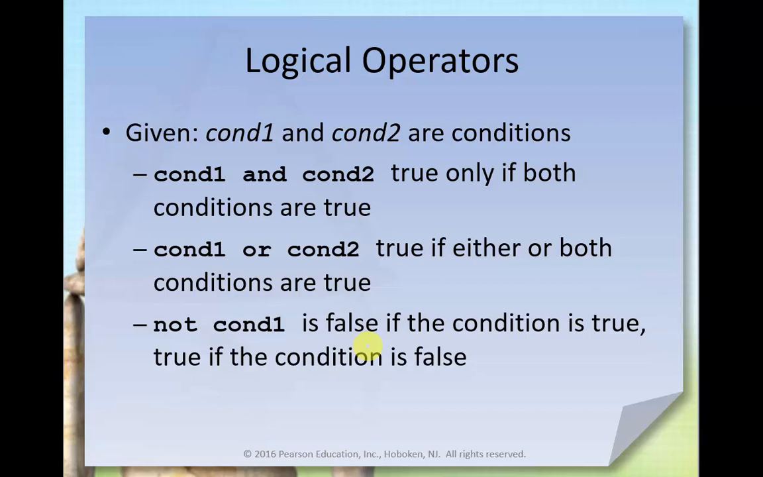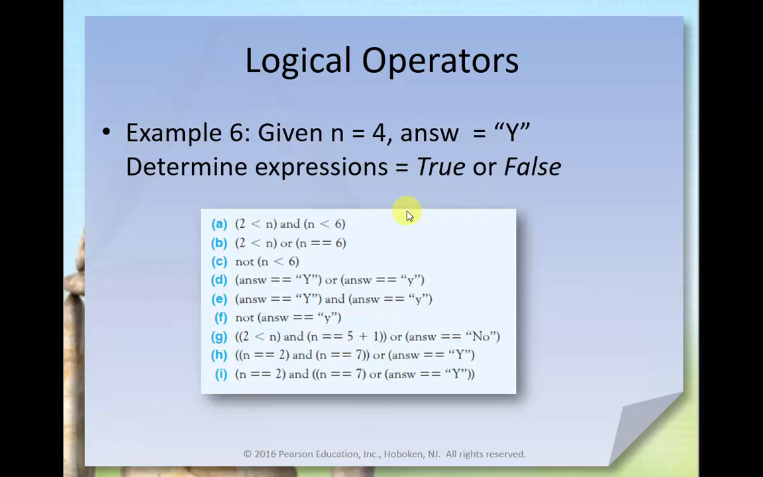So here are some examples. Given that n is 4 and the variable answer is capital Y, they're doing an and condition here. Is 2 less than 4? Yeah, it is. And is 4 less than 6? Yes, it is. So that would obviously evaluate to true. You can look at these on your own. Here's your equivalency operator again. The compound ones get a little strange. You don't typically get this many in one string, but it happens sometimes. So they'll just evaluate straight across.